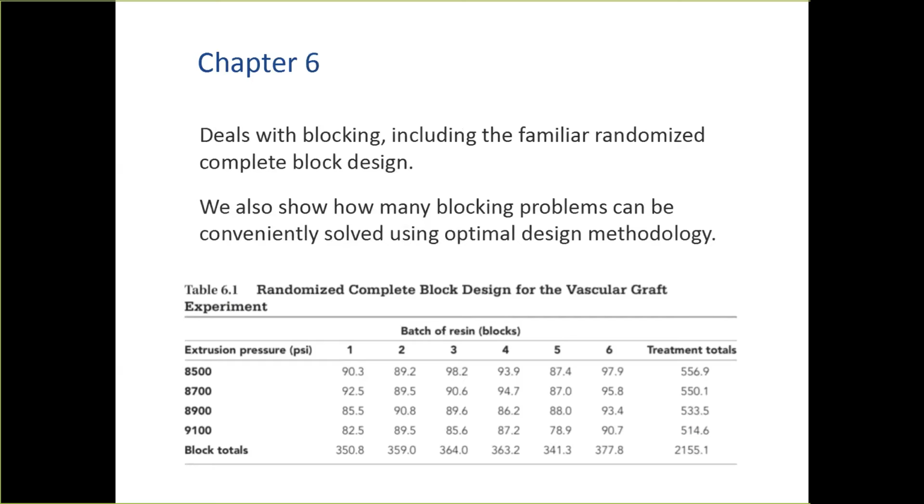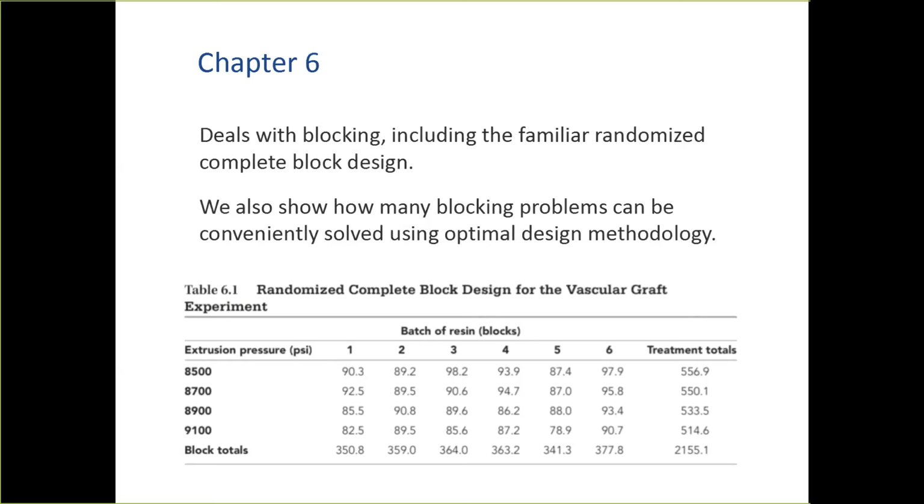Chapter 6 deals with blocking. Blocking is, of course, a technique that we use for dealing with nuisance variables. And most people are familiar with the classical randomized complete block design. In the randomized complete block design, every factor level appears in every block. And here's an example.